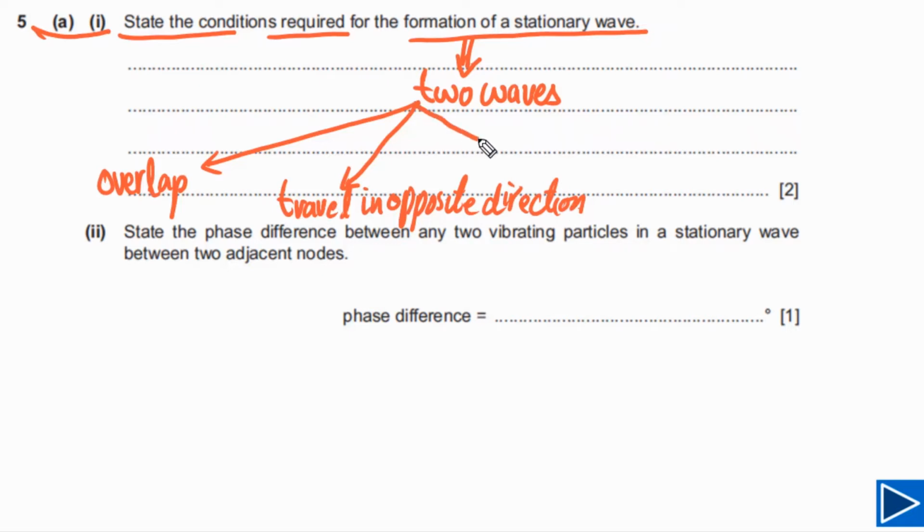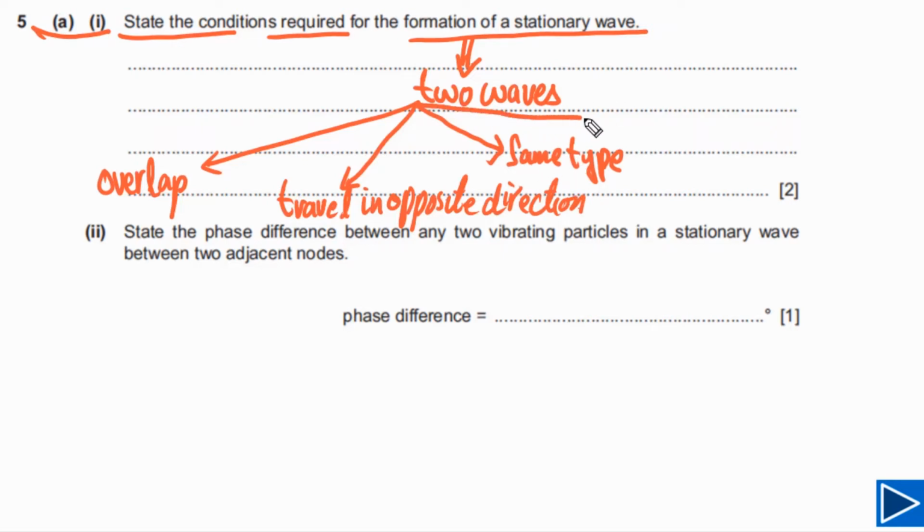Next thing we need to understand, waves must be of the same type. Waves of the same type can form stationary waves. It simply means that sound can form stationary waves with sound, and light can form stationary waves with light. Radio waves can form stationary waves with radio waves. So this is what is meant by same type.